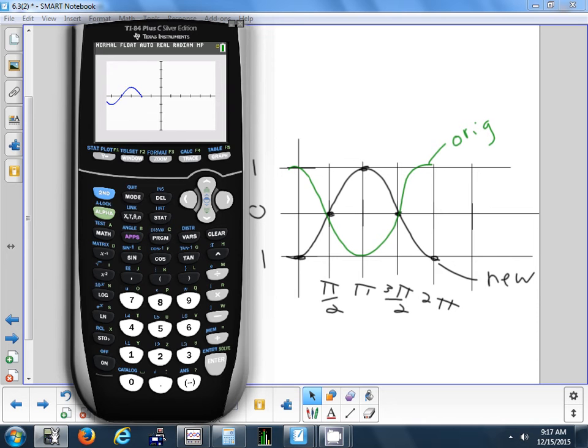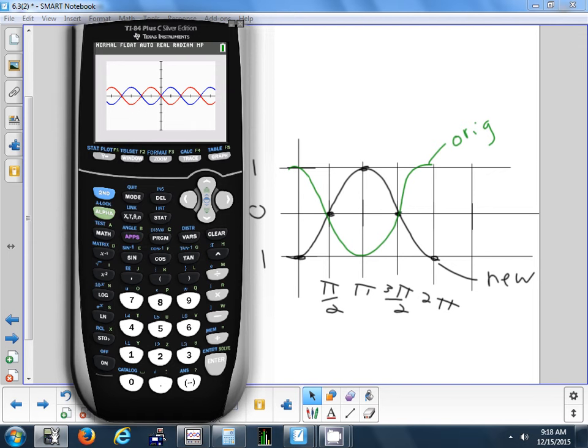Okay, let's see if this works. Those two graphs look exactly the same, but one of them is really a phase shift, and one of them was a flip. All right, so sometimes there's more than one way to get a picture you're looking for.